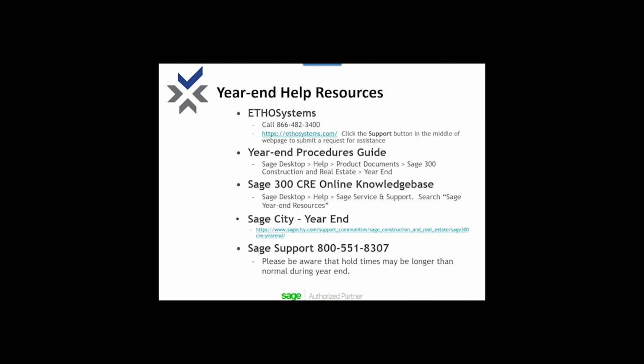Okay, where to get help? Hugely important. You can call us at our help number. You can email us also. We have an email address. I didn't put that in there. You can go to our website and click the support button, and it will email us. Our support email address, if you want to request assistance, is support@ethossystems.com. So it's the same thing. It's just support at ETHOSystems.com. That will shoot an email to our support team.